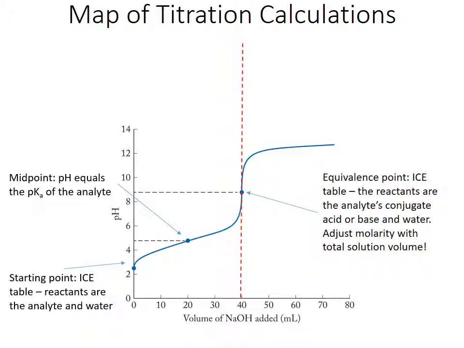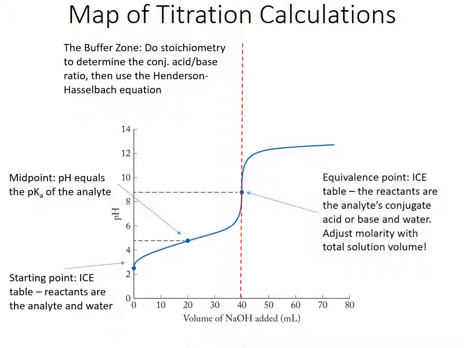We can also divide this map into two broad zones. You can see this red line going straight through the equivalence point. When you are to the left of that line, you are in the buffer zone. Because you are between the starting point and the equivalence point, you've converted some of your analyte to its conjugate species. You've made a buffer solution. So you should do stoichiometry to determine the ratio of the conjugate acid-base pair, and then you can use the Henderson-Hasselbalch equation.